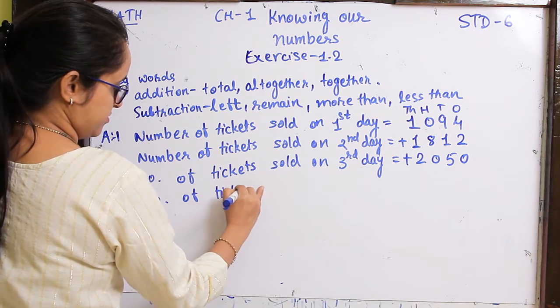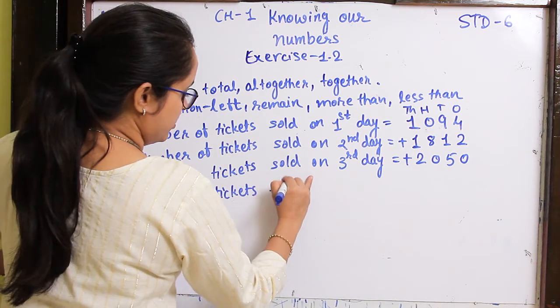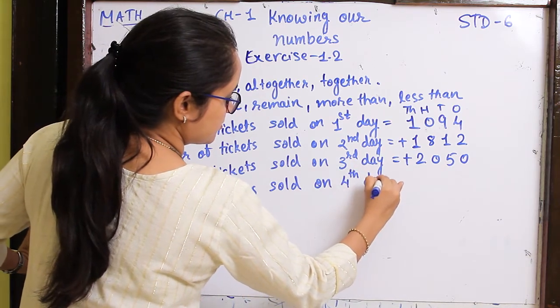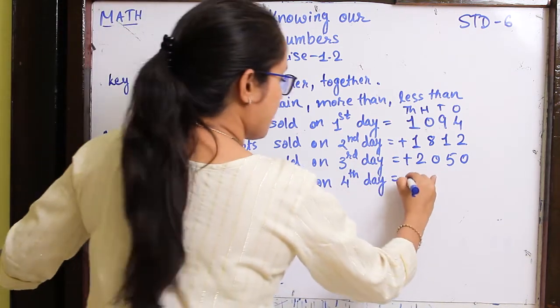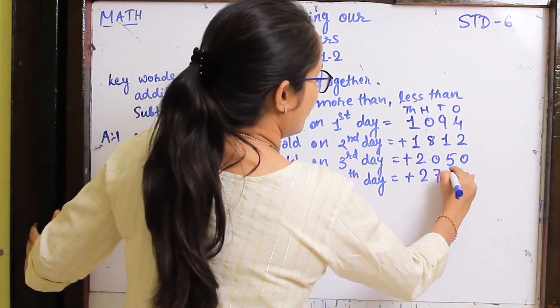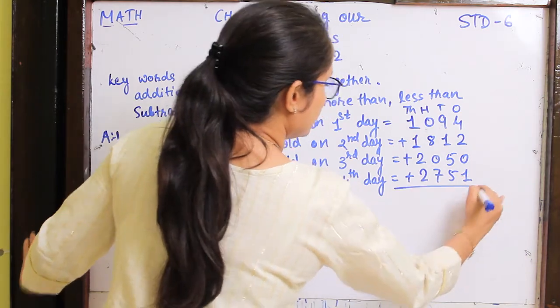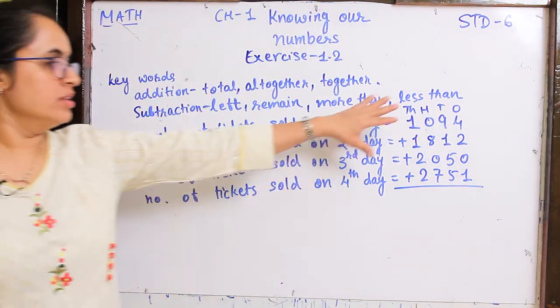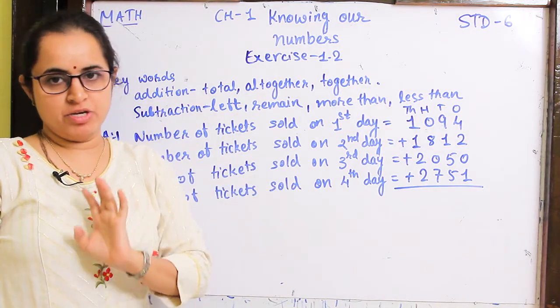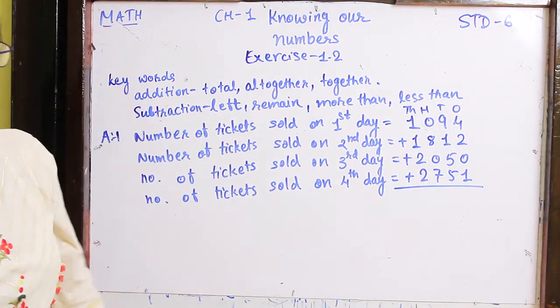Then number of tickets sold on second day. Please remember, when you are writing numbers, write them properly in a line. Do not write 1 here and 0 somewhere else. After the thousands place, write every number in the same place, then hundreds, then tens, and then ones. Write the number properly, right?